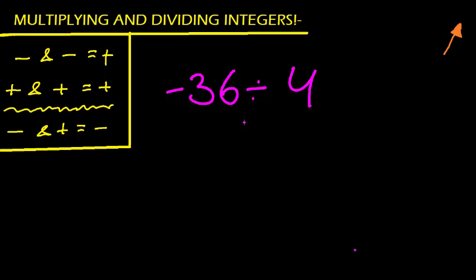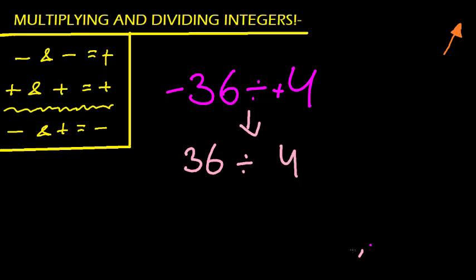So first of all, you're going to forget about the signs. I'm just going to put a positive sign here to emphasize that this is a positive number. So you're just going to forget about the sign and bring the numbers down. We're going to forget that there's a negative sign and a positive sign. We're just going to bring the numbers down, and we're going to actually solve this.